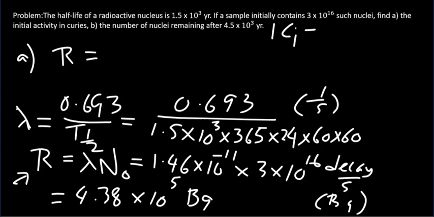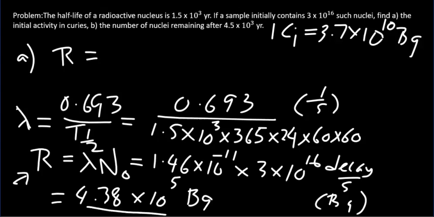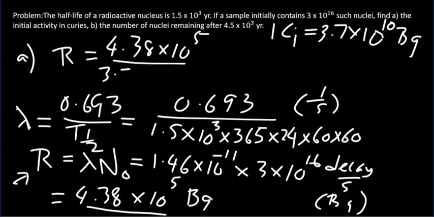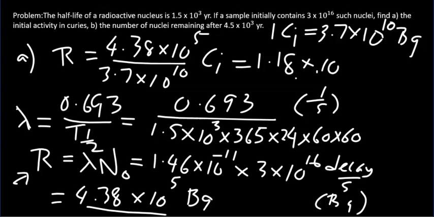Since we know 1 curie equals 3.7 times 10 to the power 10 becquerel, this number in curie equals 4.38 times 10 to the power 5 over 3.7 times 10 to the power 10 curie, which is 1.18 times 10 to the power minus 5 curie. And that's the answer for part A.